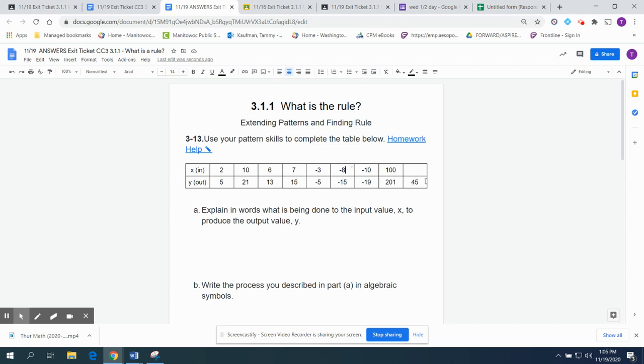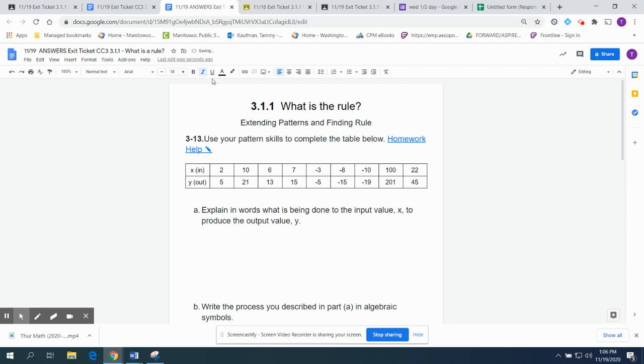Same with this one now. So something times 2 plus 1 is equal to 45. So if I subtract 1, that would be 44. What times 2 is 44? Well, I think it's 22, and try that. 22 times 2 is 44, plus 1 is 45. So that works. So what would be the rule in words?